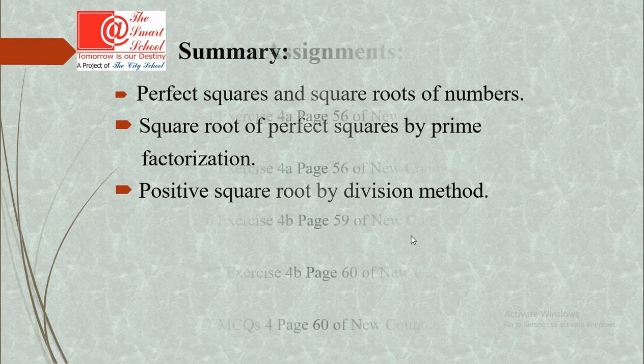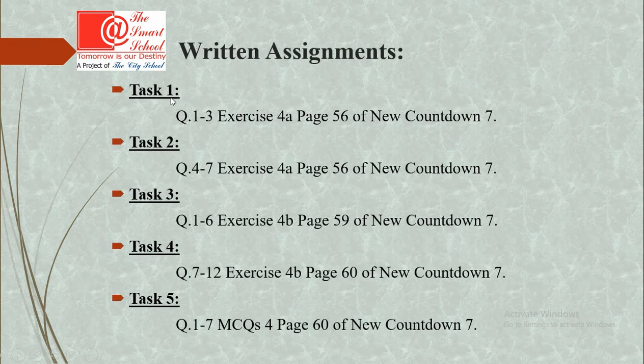And now today's written assignments. Your task 1 is question number 1 to 3, exercise 4A, page 56 of New Countdown 7. Task 2 is question number 4 to 7, exercise 4A, page 56 of New Countdown 7. Your task 3 is question number 1 to 6, exercise 4B, page 59 of New Countdown 7. Your task 4 is question number 7 to 12, exercise 4B, page 60 of New Countdown 7. And your last task is question number 1 to 7, MCQs 4, page 60 of New Countdown 7.